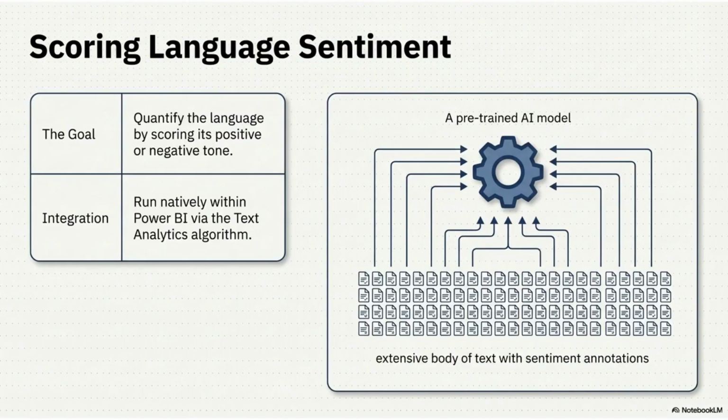Now let's talk about sentiment. This is where AI determines whether text is positive, negative, or neutral. It looks at words, tone, and context. For example, I love this product, is a positive tone. And this is terrible, is negative. This allows businesses to measure customer satisfaction at scale. The goal here is to quantify the language by scoring its positive or negative tone. And the integration runs natively within Power BI via the text analytics algorithm.